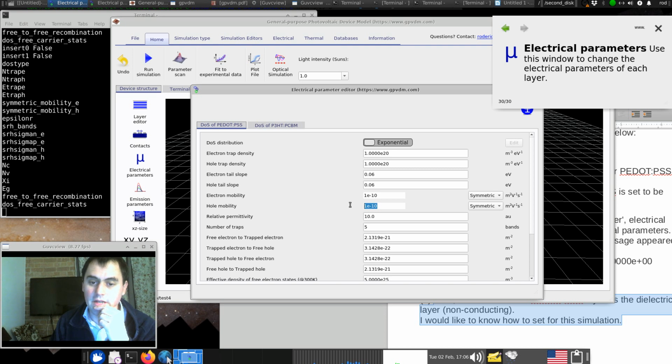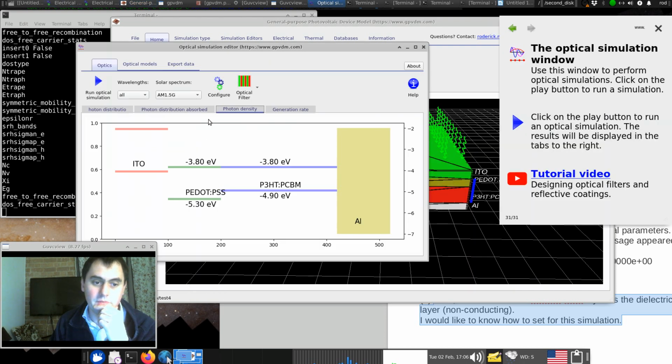So the JV curve you'll get out of this. So if we look at this, this will now be a carrier blocking layer. So the JV curve you get out of this will probably be quite terrible. So I think that's answered that question.